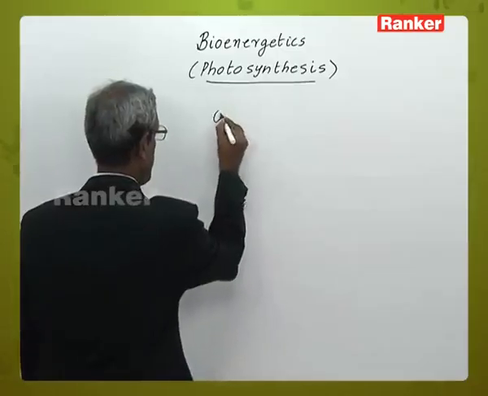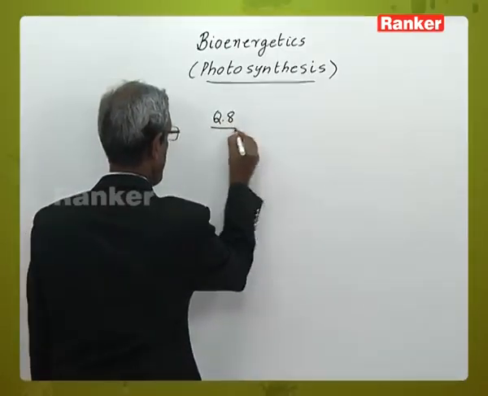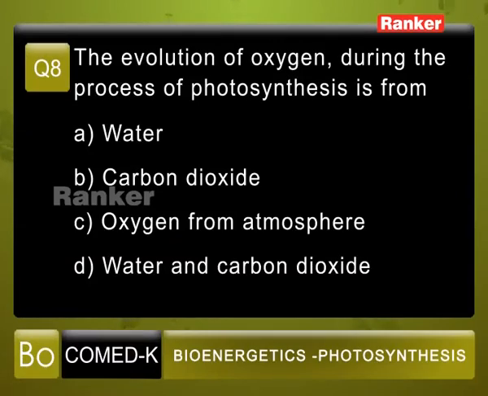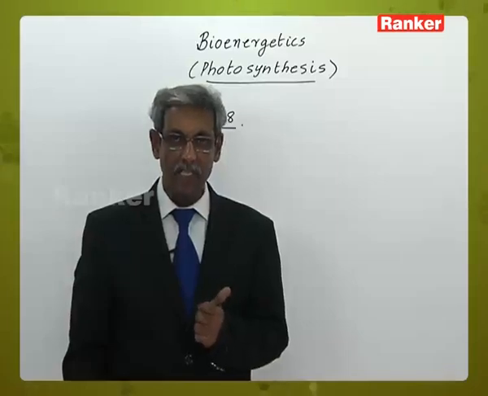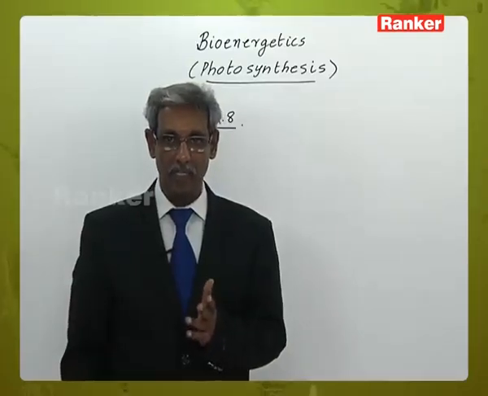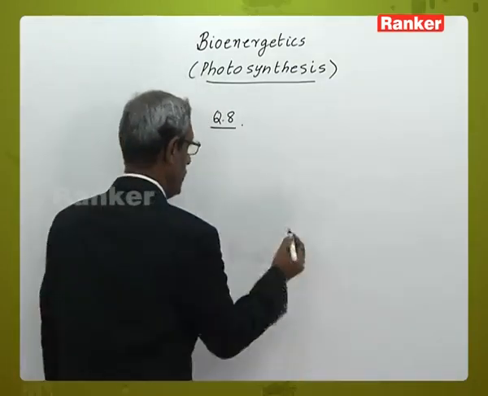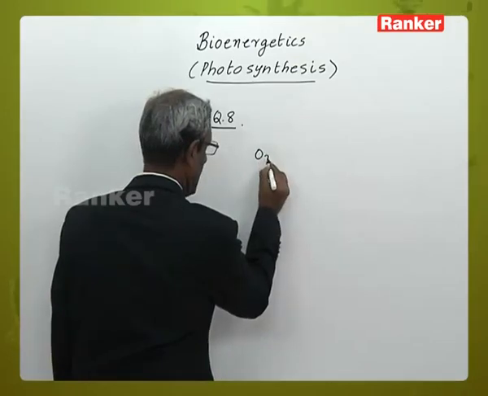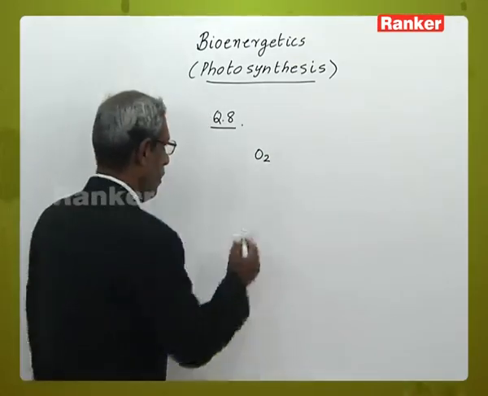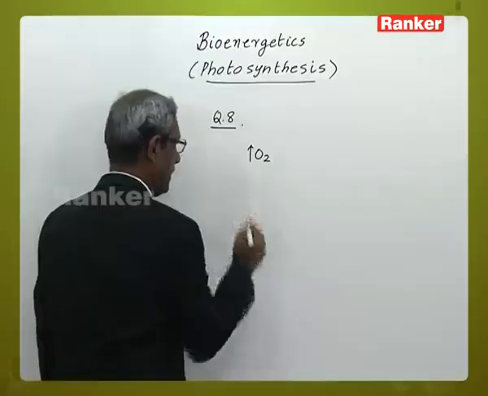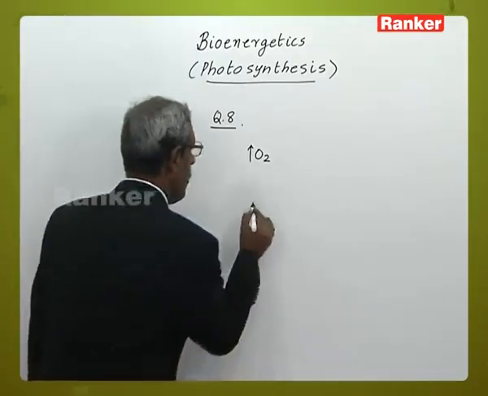Question number 8. The evolution of oxygen during the process of photosynthesis is from: A. water, B. carbon dioxide, C. oxygen from the atmosphere, D. water and carbon dioxide. The question asks, during the process of photosynthesis, what is the source of oxygen? We already understand that oxygen is evolved primarily from water.